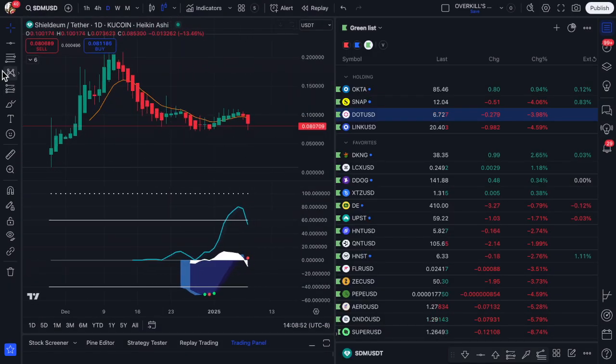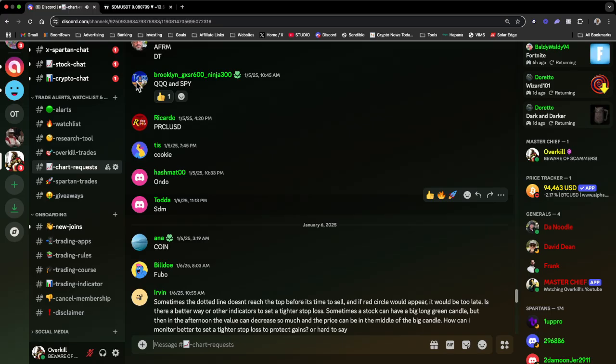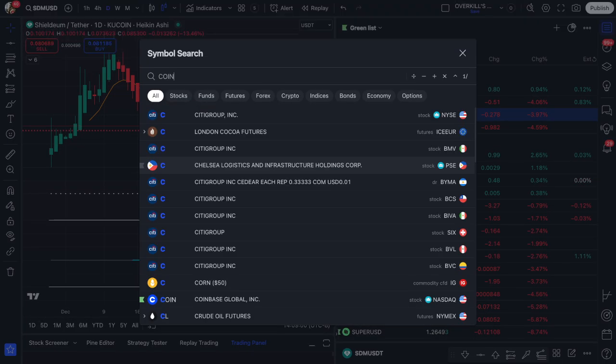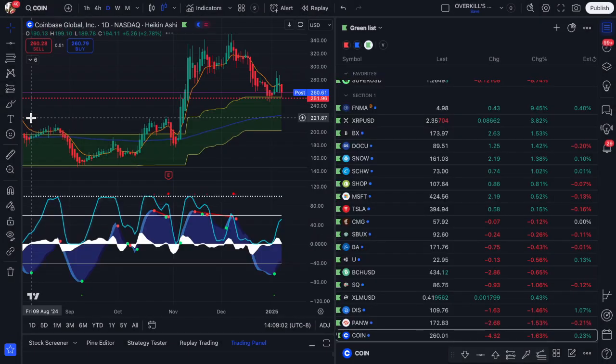SDM is red on the daily too, so the level on that one is going to be right there at around 7 cents. Make sure that one holds 7 cents. Coin, COIN, Coinbase, of course.